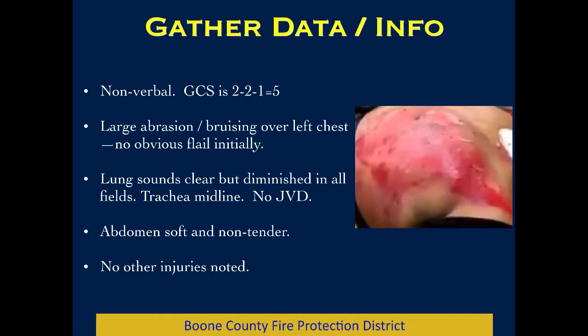Remember, it takes blood volume to create venous distension. So if he is bleeding out internally and has lost a fair amount of blood volume, he's not going to have enough blood even to distend his jugular veins. So we're working on assessing tension pneumo here based on hypotension and loss of lung sounds, more so than this trachea and JVD stuff. His abdomen is soft and non-tender, no other injuries noted.